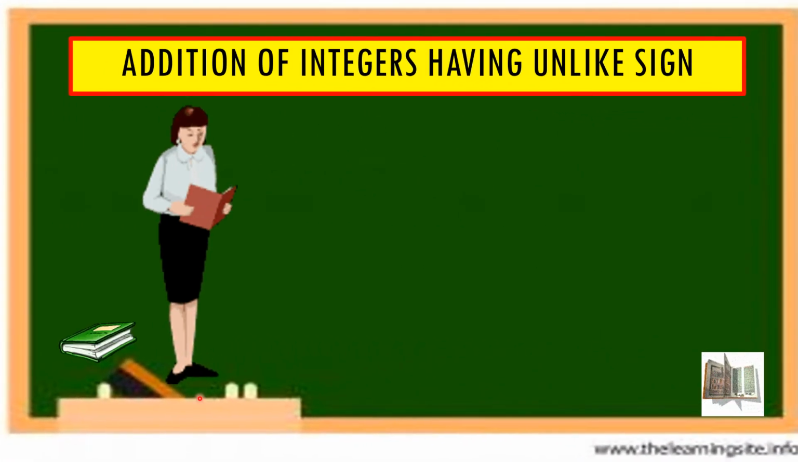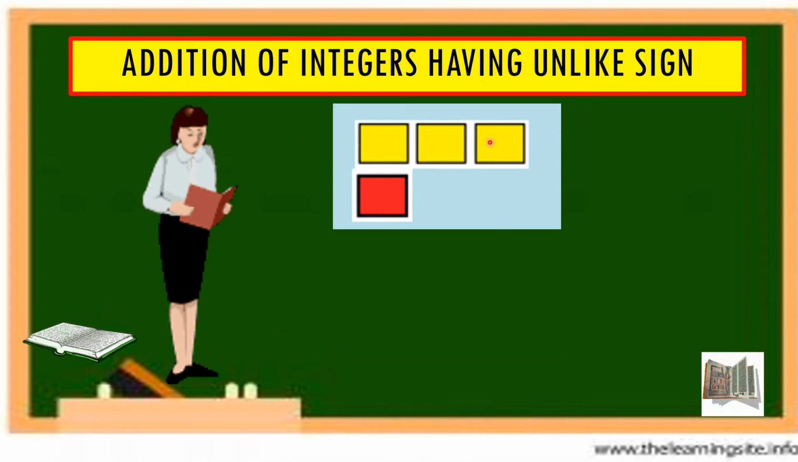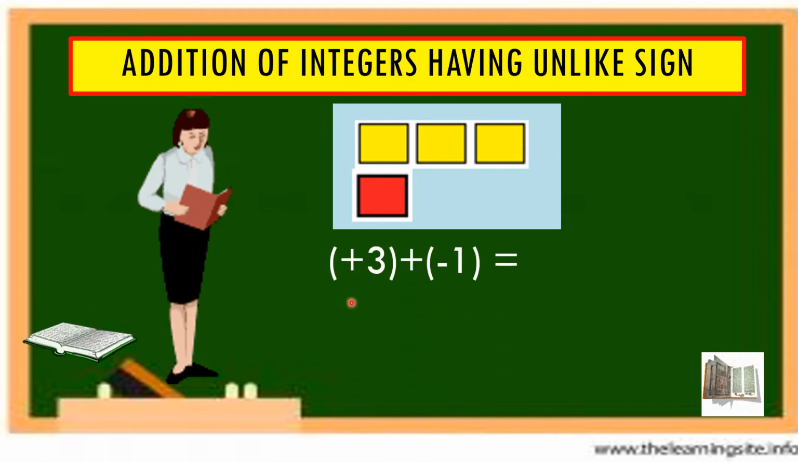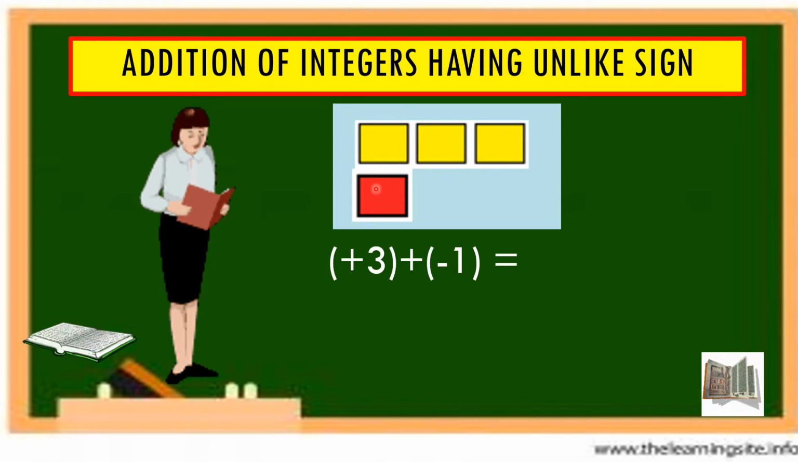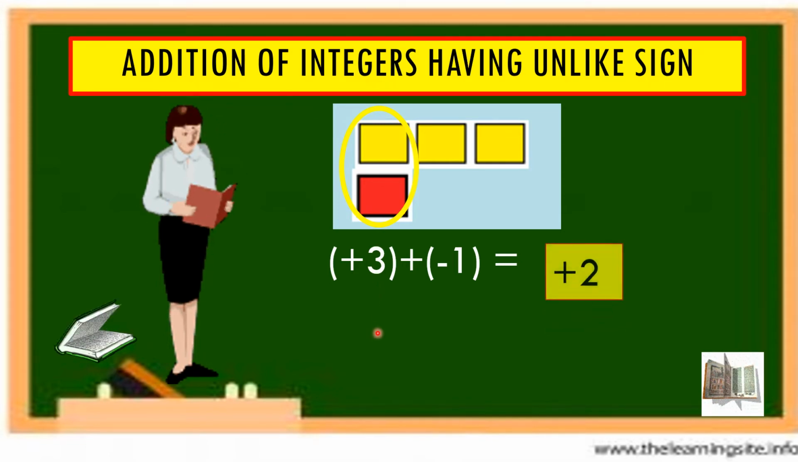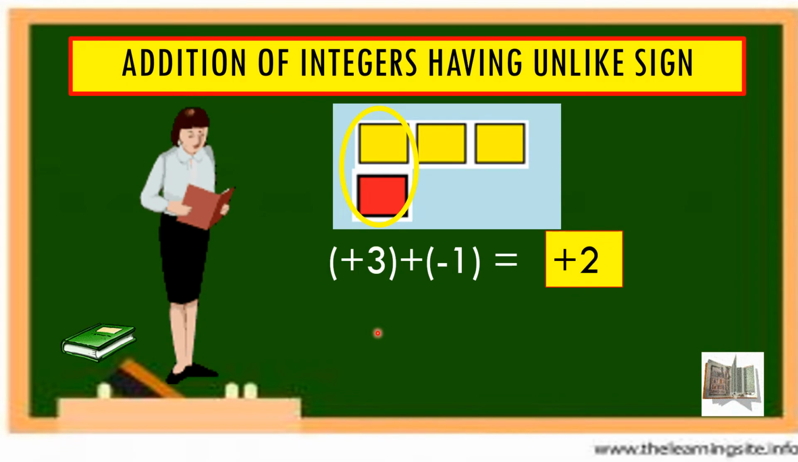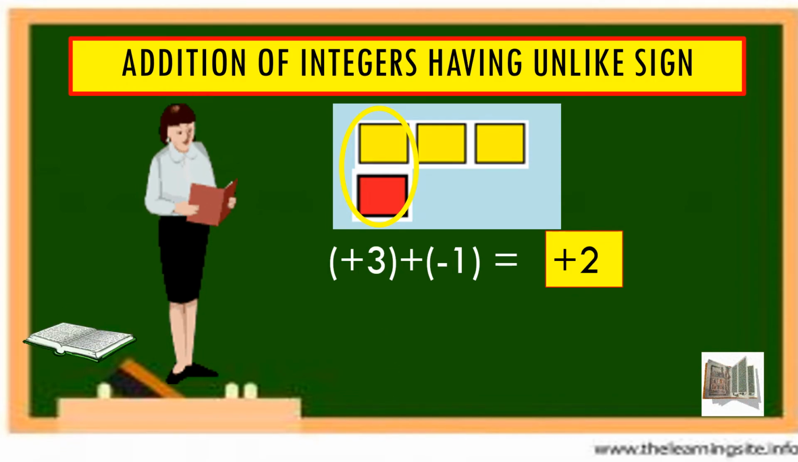We have another problem. We have positive 3 plus negative 1. And this is represented as 0. That is 1 minus 1, that is 0. Now, what is our result? Our result is positive 2.